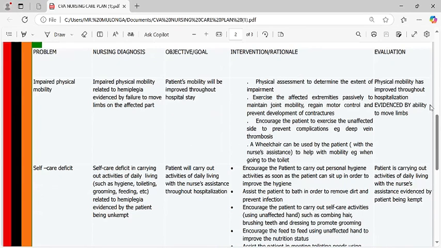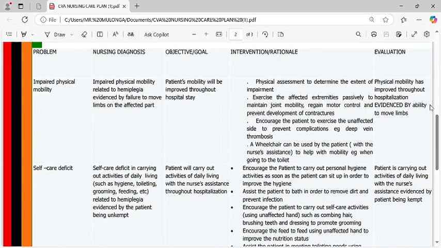Then from there, we move to our interventions. Number one, I will conduct physical assessment to determine the extent of impairment. So you have to do physical assessment so that you can see how impaired, or how severe the impairment is, so that you can understand what interventions to put up.